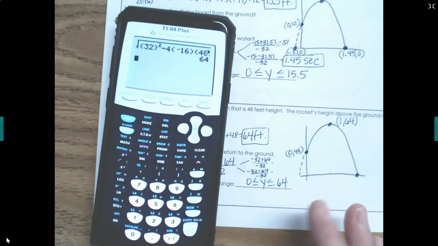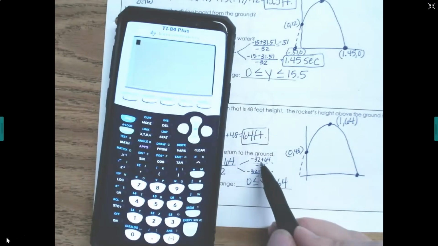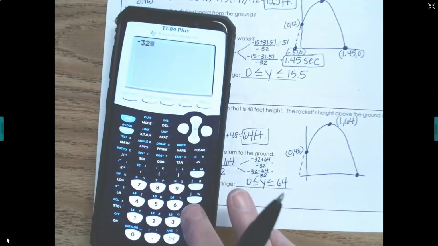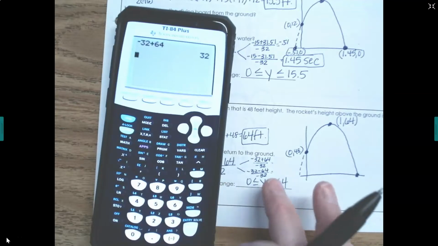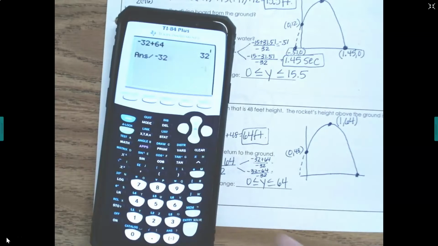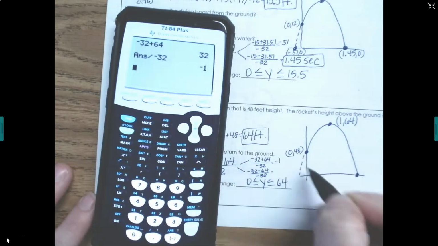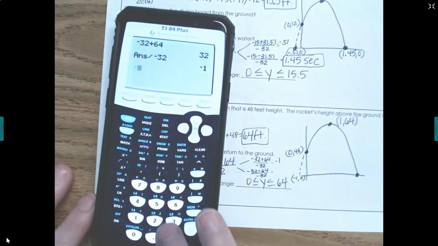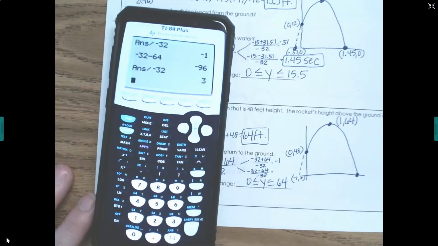So we have negative 32 plus 64 is 32, which is then divided by negative 32, and you get negative 1. So that was our negative side right over here. We'll try negative 32 minus 64 divided by negative 32, and I got a positive 3. So that's this intercept on this side.